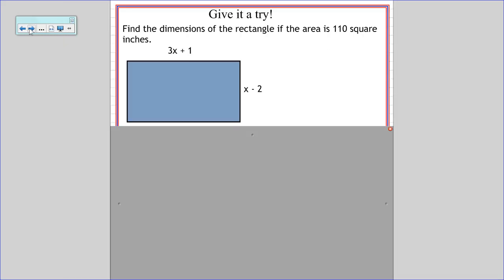Okay, here's another one for you to try. It's a little bit more challenging because the sides are a little bit more complicated. Give this one a try, and then I'll put the answer up and kind of talk about it in just a second.